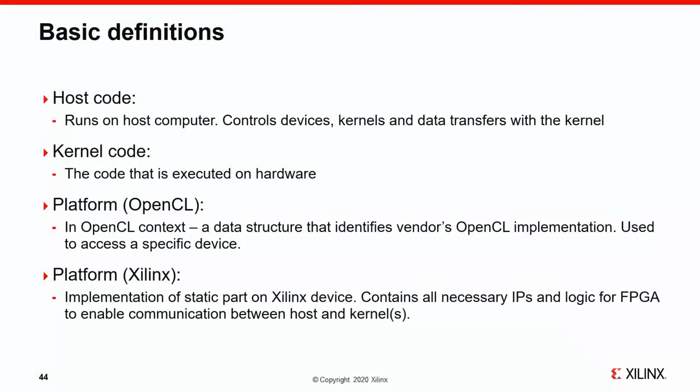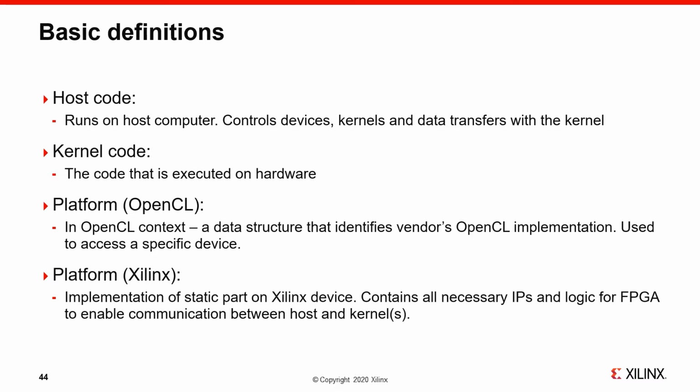We'll go through some basic definitions first from the FPGA perspective. Remember, the model we are considering is a host CPU and one or more FPGA accelerators. The host is the host CPU, and the host code is the code that will run on this CPU. This controls the accelerator and manages the hardware kernels and data transfer between CPU and FPGA. The kernel code is the code that gets converted to a hardware kernel that will run on the accelerator.